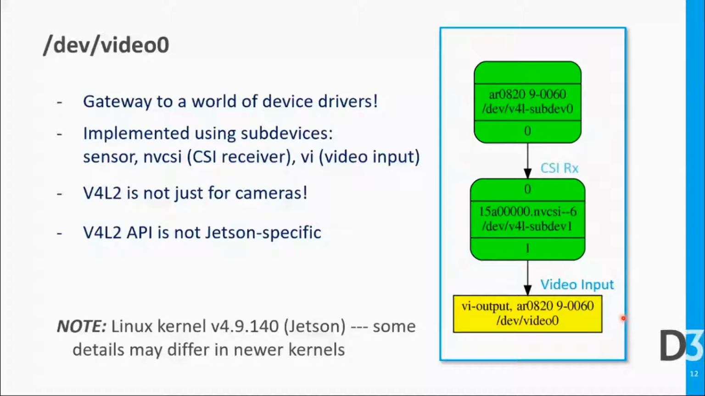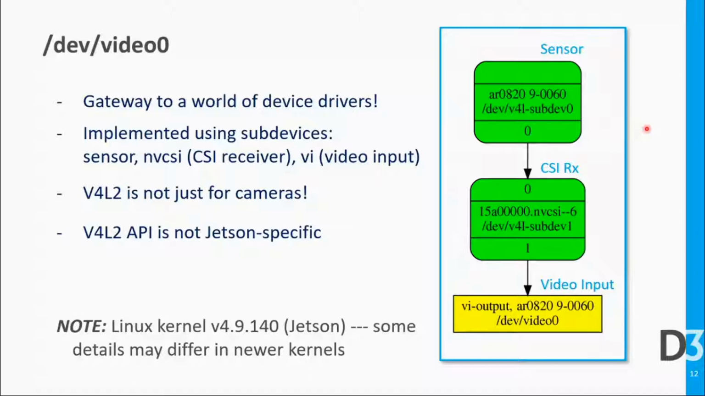That's a subdevice in V4L2 land. There's another subdevice for the CSI receiver. And then finally, way back at the beginning of the subdevice chain, we actually get to the sensor. Now, I ran this one on a machine with an AR0820 camera hooked up, but if I had run it more recently, it would say IMX390.